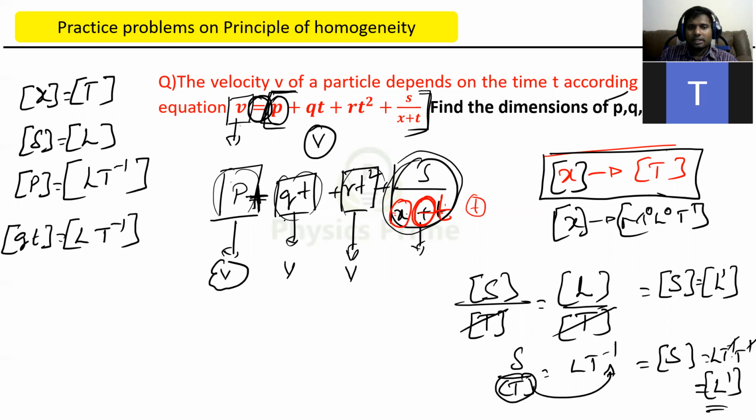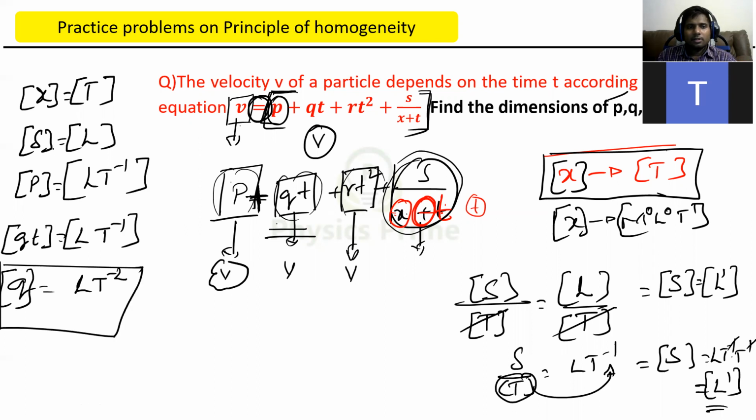So Q will have a dimension of LT power minus 2, right? Then R into T square is equal to LT power minus 1. RT square should also have the same dimension, so then R is equal to LT power minus 3. Got it?